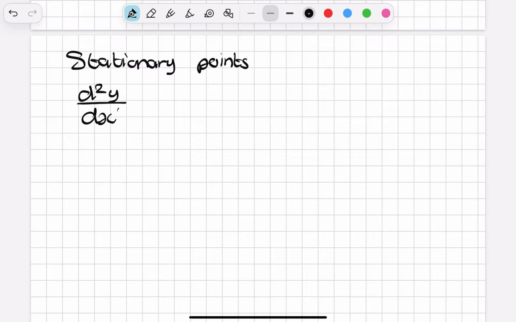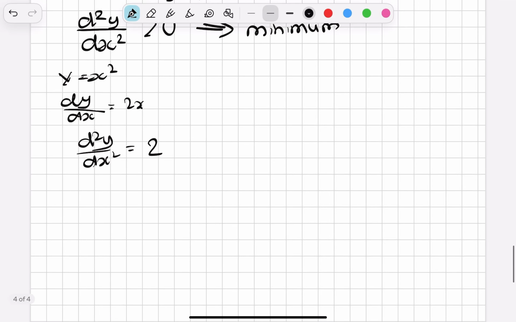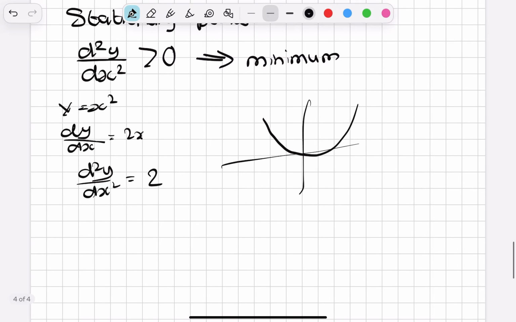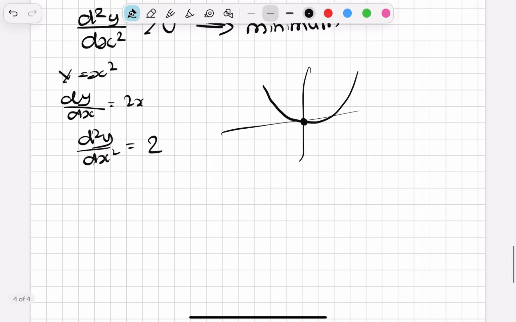So d2y over dx squared greater than 0 means that the point is a local minimum. For example, y equals x squared. If you differentiate twice, we get 2, and this is larger than 0. So we know here that this is a minimum. This is also a dummy case if ever we forget, and we can just see that our turning point is indeed a minimum.